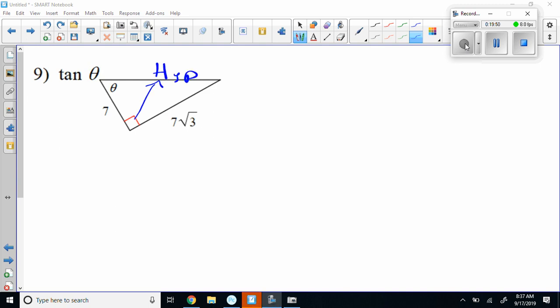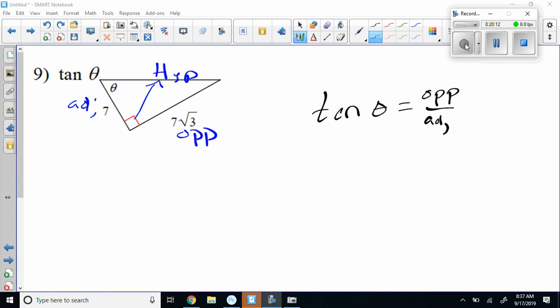There's the hypotenuse, right? So we got to worry about that one, right? So from theta, here is adjacent. Here is what? Opposite. Now, tangent of theta is what? Opposite over adjacent, which would be 7 square root of 3 over what? Now, can I simplify that? Leaves you with what? Square root of 3.